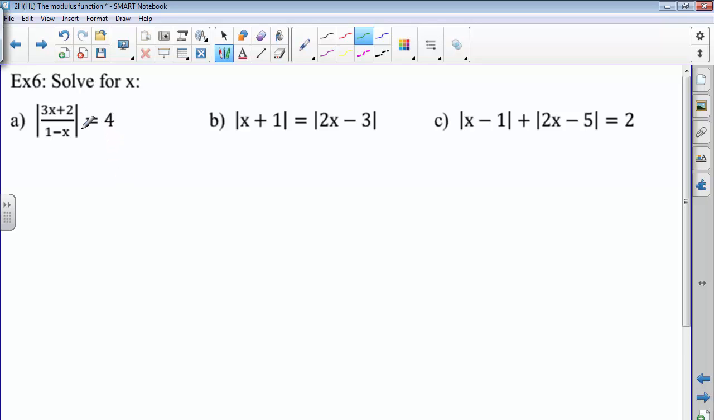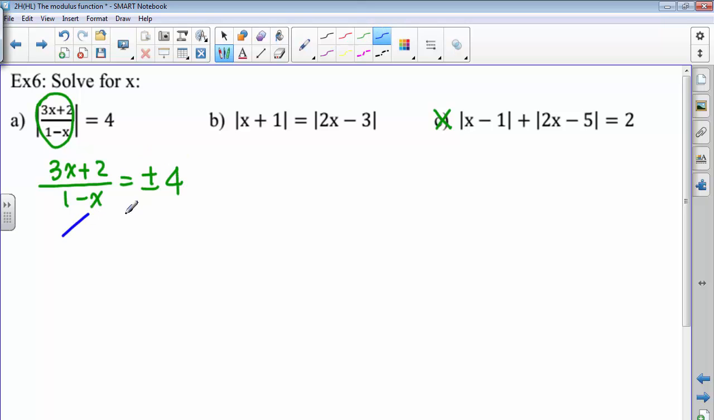Let's look at a little bit more complicated absolute value equations. A, B, C. But C, for this case, it's not required in DP course. We can skip this one. Let's look at the first one. This is a rational equation with the absolute value. But anyways, I will take this one inside as the entire family. So this one is 3x plus 2 over 1 minus x equals positive or negative 4.